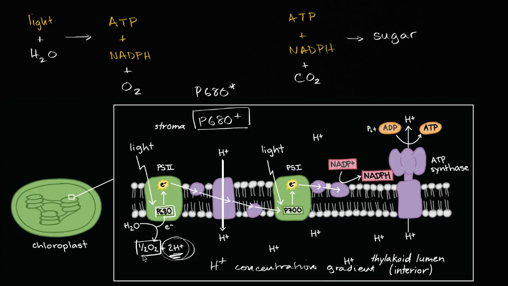And this is where we get the oxygen byproduct right over here. Here we have 1/2 of an O2, so if you do this twice, you're going to have a molecular oxygen. So far, we've talked about how the oxygen gets produced. We've talked about how the ATP gets produced. What about the NADPH?